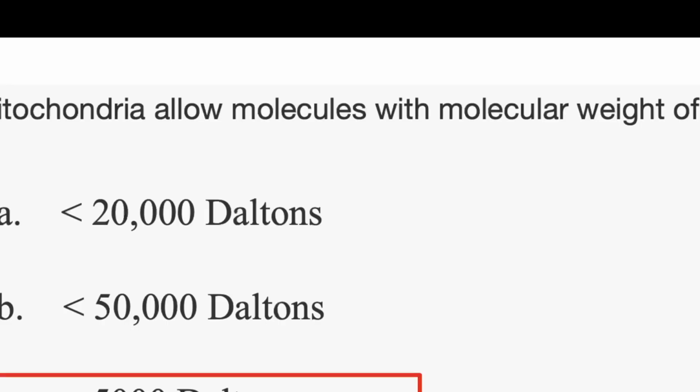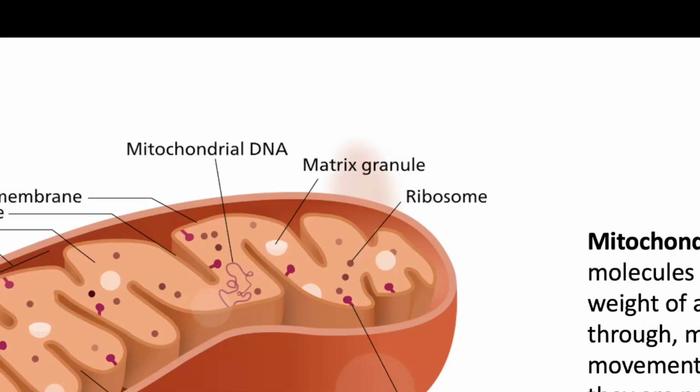The correct answer to this question is option C, less than 5,000 Daltons. So this is the molecular weight of molecules or proteins which can pass through porins present in the mitochondria. Now, what are porins? Porins are channel proteins which allow passage of molecules inside or outside of the organelle. Porins are also present in the plasma membrane, like aquaporins, which help in transport of water. Porins are also present on the outer and inner membrane of the mitochondria.